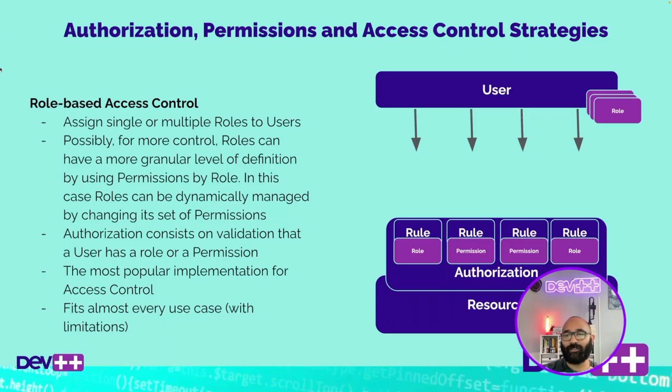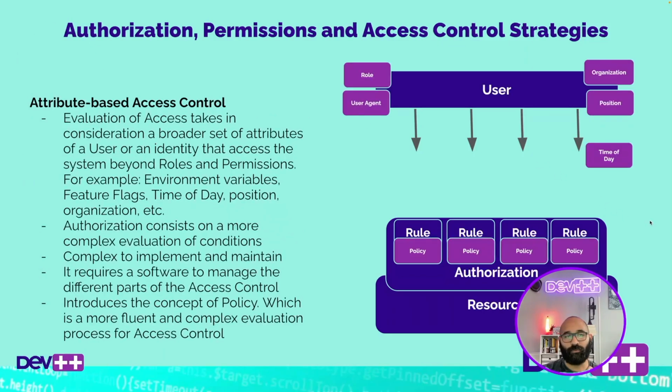Good. So let's go to our next strategy. The next strategy that we're gonna talk about is attribute-based access control, right? This is a little bit more complex. It doesn't roll out, or it doesn't take away the component of having permissions and roles. It just takes one step further, right?